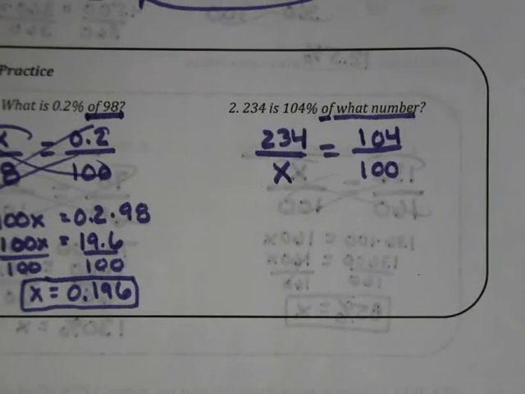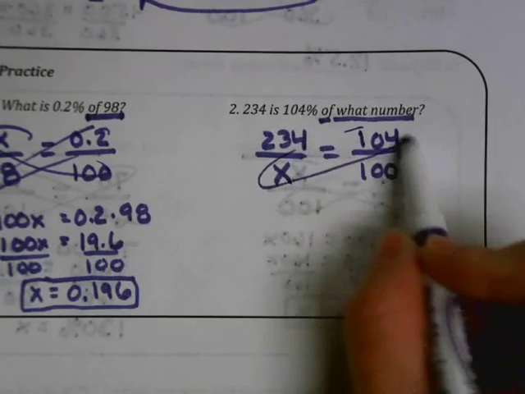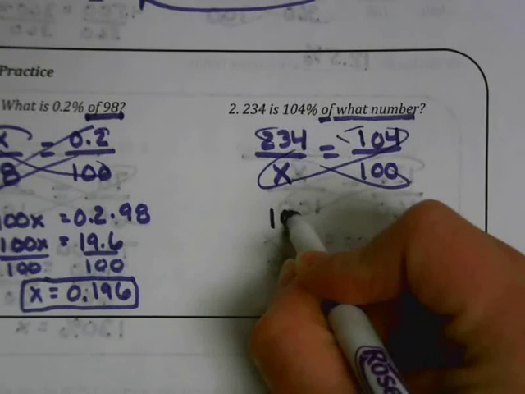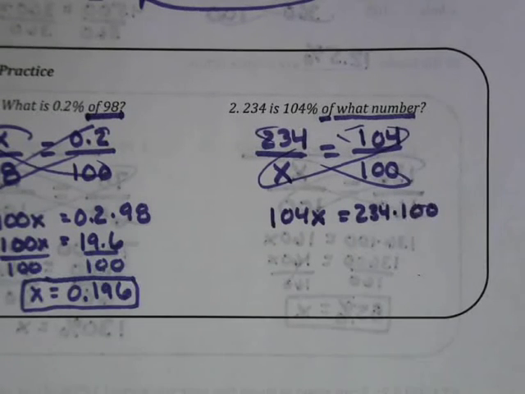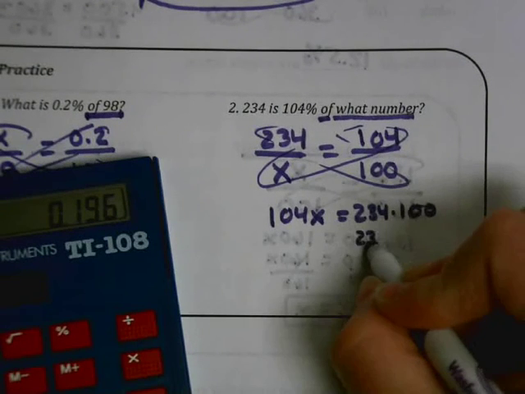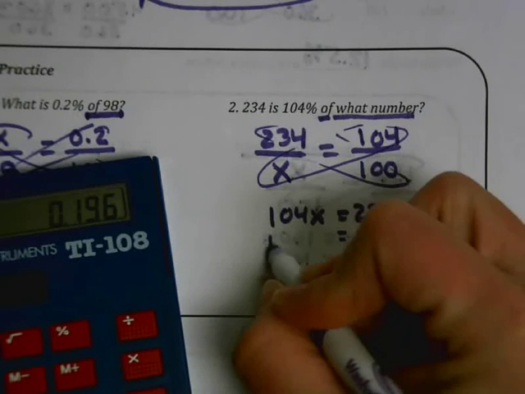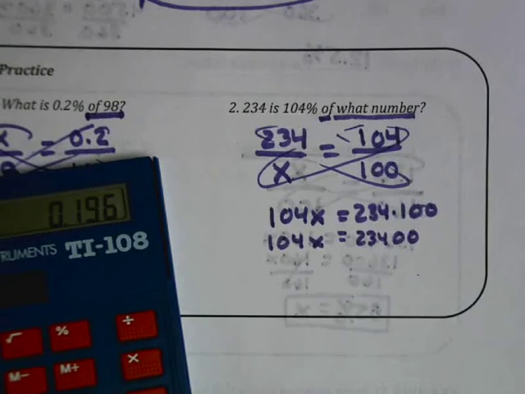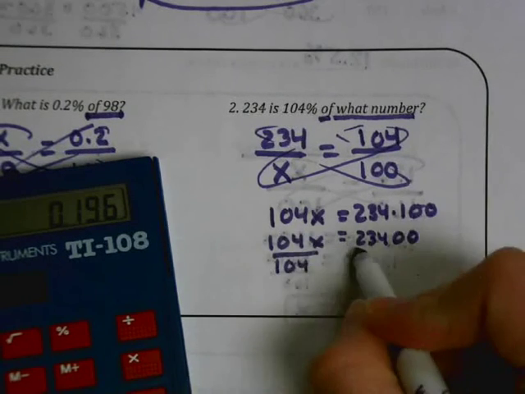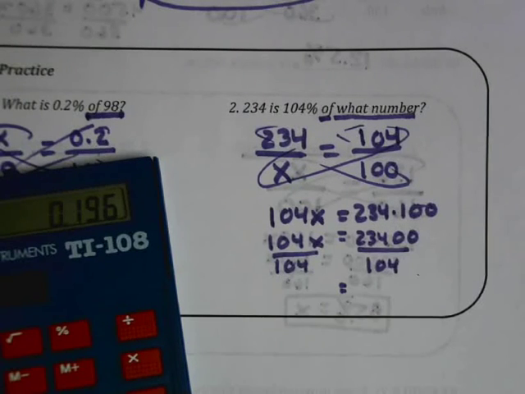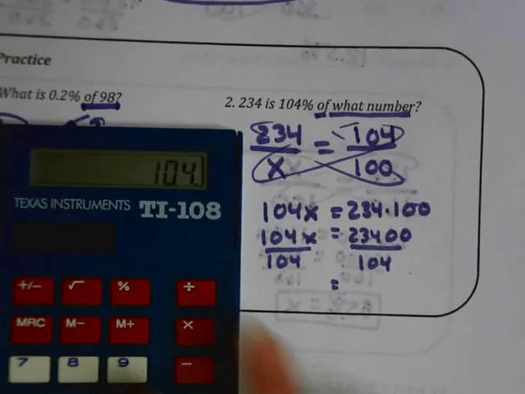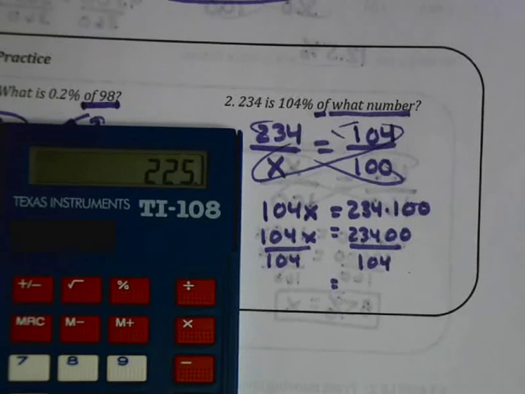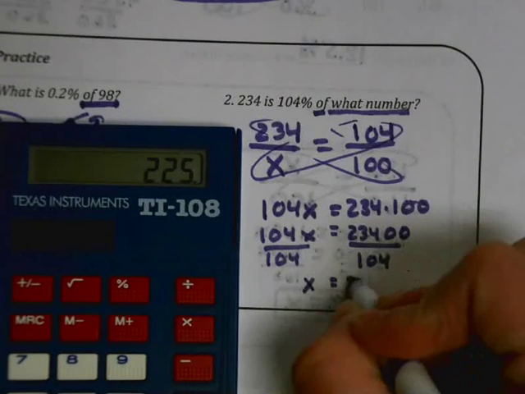How many of you set it up like that? Okay, if not, fix it. If you did, awesome. And let's see if the computer will let me finish solving this. 104x equals 234 times 100. Okay, this is going to be 23400. 104x. And I can divide both sides by 104. 23400 divided by 104. I get 225.